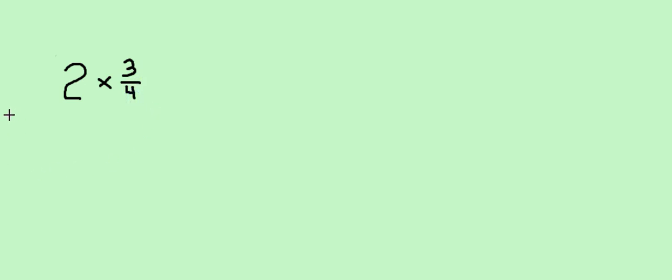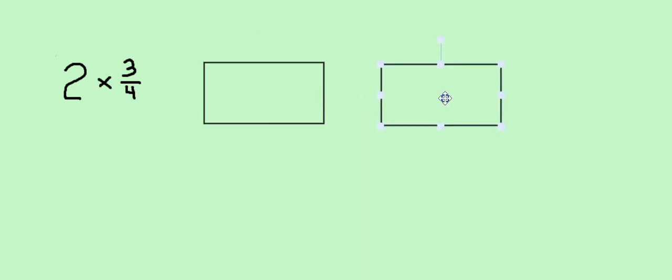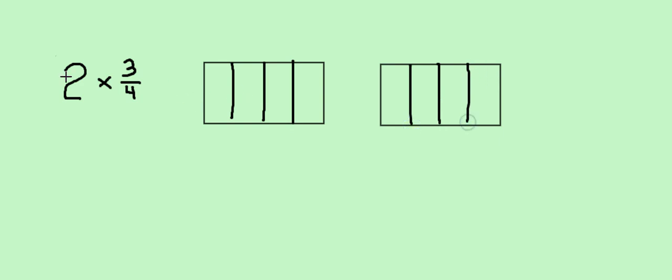I'm going to start with 2 times 3/4, and what I'm going to do is draw a little model. I'm just going to draw rectangles. So I'm going to draw 2 rectangles here, and I'm going to take those 2 rectangles and split them into fourths, because you remember that multiplication is like repeated addition. So 2 times 3/4 is really 3/4 plus 3/4, 3/4 2 times.